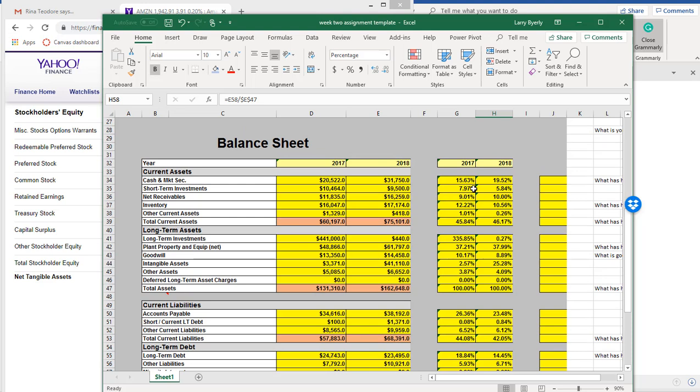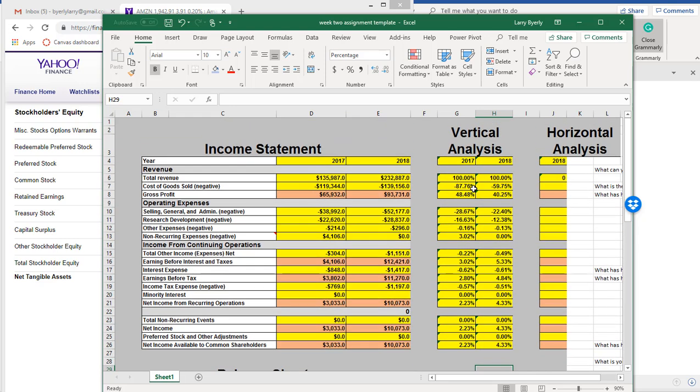Why would we want to do this? Sometimes it's important to understand the relationships in the line items. So what are some good questions you could have? Well, when a company is producing its product, what is the percentage of production cost? That is, what is the cost of goods sold relative to the sales? So you can see in 2017, the cost of production was 87%. So what that means is of every dollar brought into the company, 87.76 cents went to production.